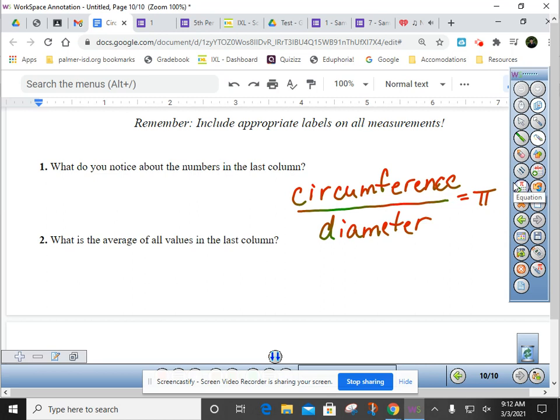I don't care if you can't write the symbol. I can't write the symbol. What I care about is that you know the symbol. Okay? And then underneath that, I want you to write C divided by D equals pi. C divided by D equals pi.